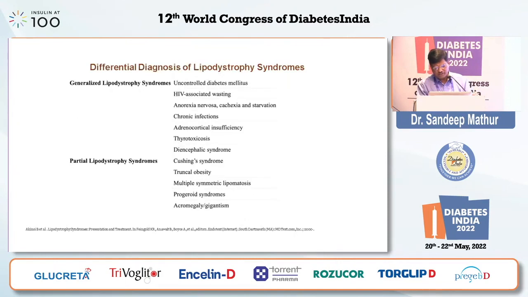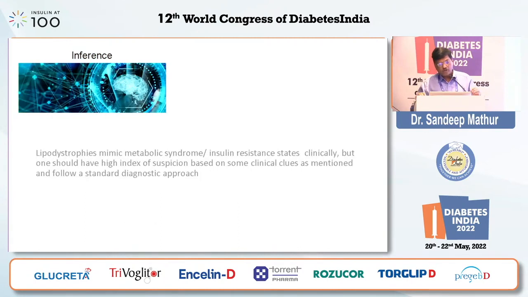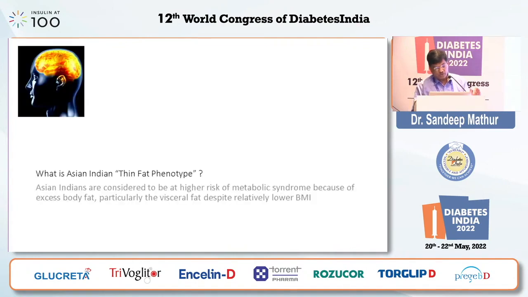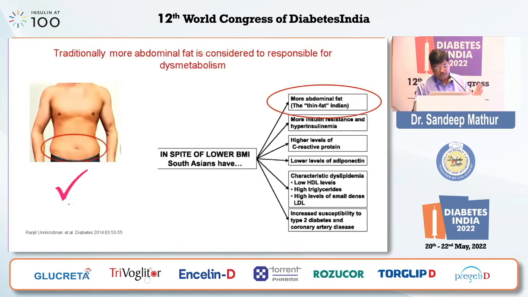Now, these are certain clinical conditions that also have loss of fat. They also mimic lipodystrophy on clinical grounds. Lipodystrophy mimics metabolic syndrome, an insulin resistance state, clinically, but one should have a high index of suspicion. And what is the Indian fat phenotype? We always talk about visceral fat, abdominal fat, abdominal fat. Everyone's mind does not go beyond this.